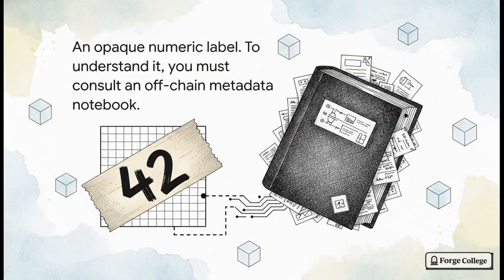First up, flat IDs. Imagine taking a piece of masking tape, scribbling the number 42 on it, and sticking it to a tile. That number is completely opaque. To understand what tile 42 actually means, you have to go consult an external, off-chain metadata notebook. It's wonderfully simple to set up, and honestly, it's great for rapid prototyping. But the catch is, if anyone wants to understand what's actually sitting on that tile, they have to put down the smart contract and go read your messy metadata notebook. All of that semantic richness is pushed completely off-chain.